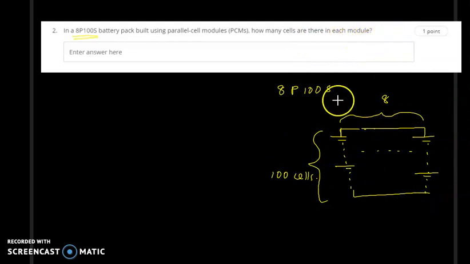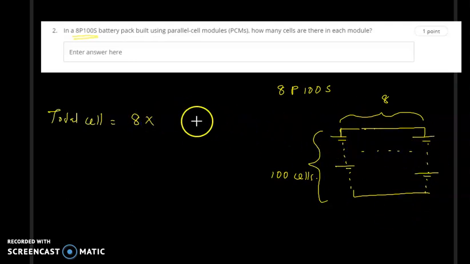So this is a single module, and you can see that the total cells are the product of the number of parallel paths and the number of cells in each path. So the answer is 800 cells.